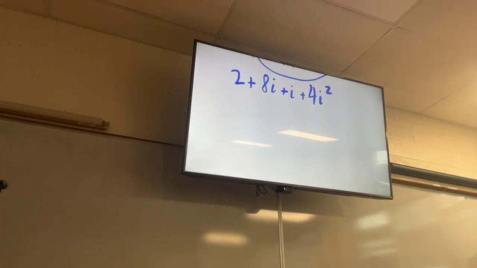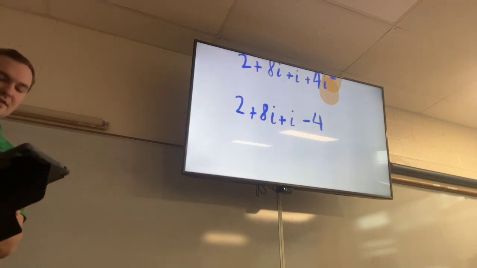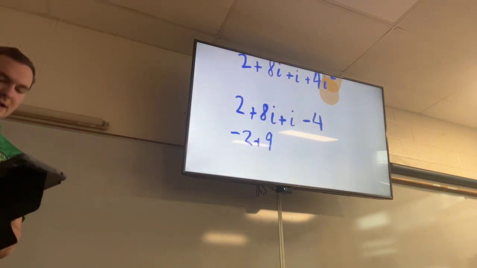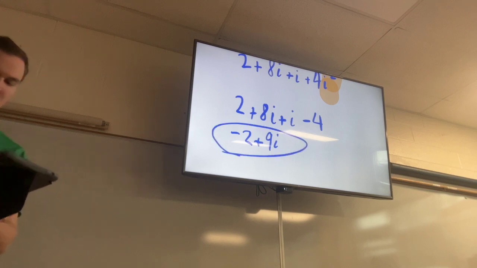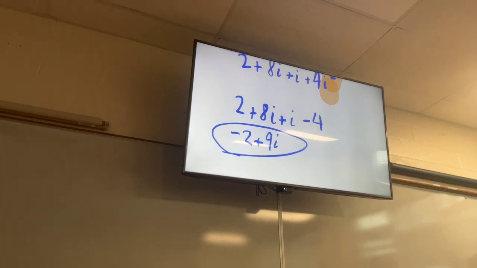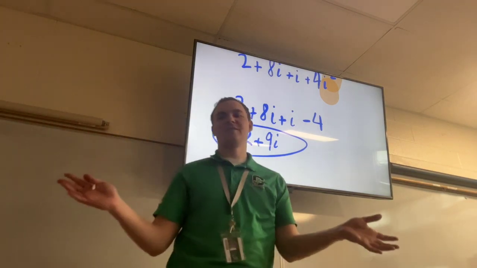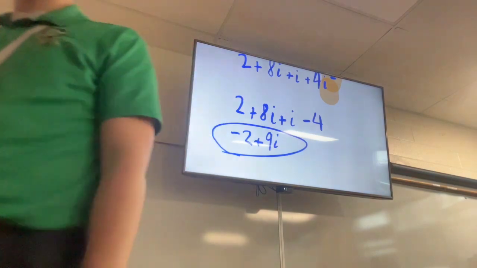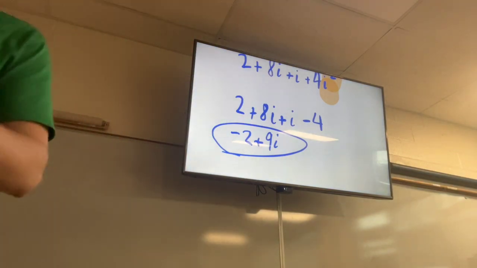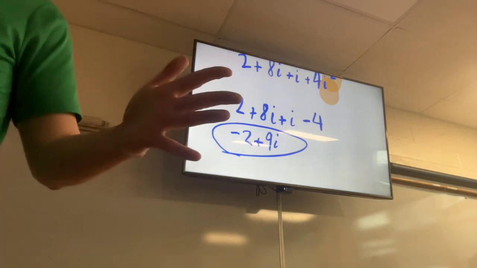Okay? And then this i squared here, I just have to change to a negative 1. So 2 plus 8i plus i minus 4. Okay? And then I just combine like terms. So it's minus 2 plus 9i. Okay? Are we feeling okay about that? So you really do stuff as normal. You just, every time you see an i squared, you change it to a negative 1. Okay?